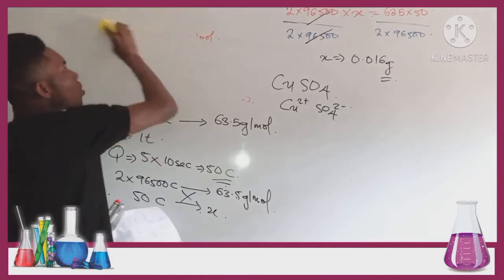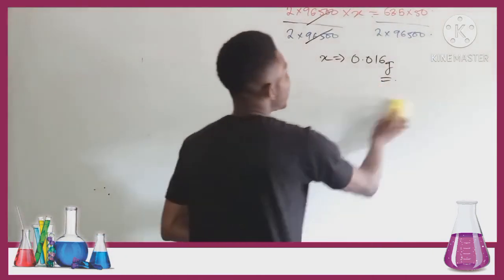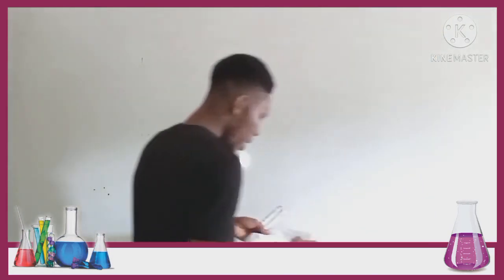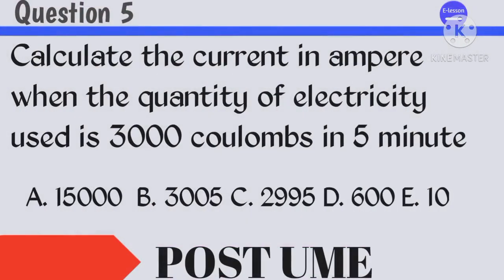Now, the next question is a very simple one. The question says, calculate the current in ampere when the quantity of electricity used is 300 coulomb in 5 seconds.